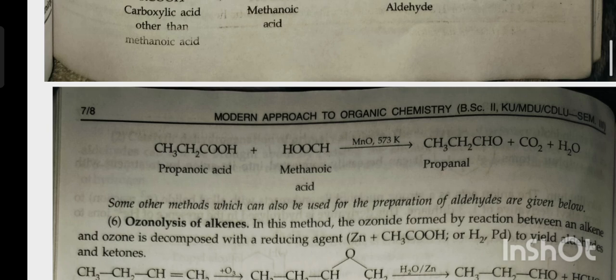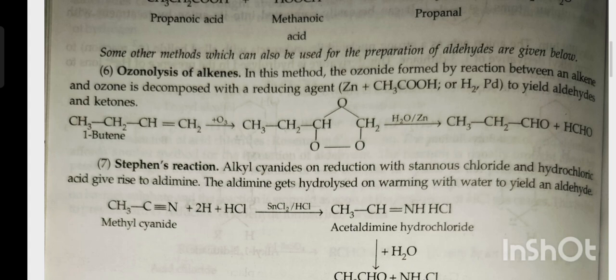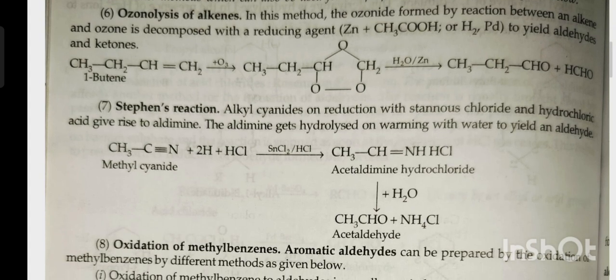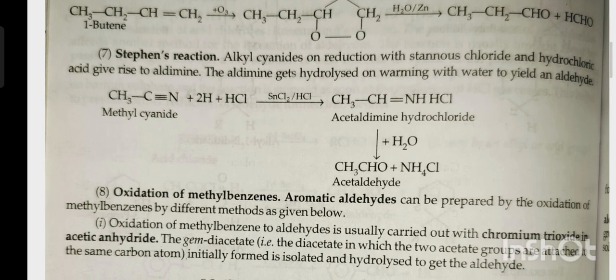Some other methods which can also be used for preparation of aldehyde are given below. Ozonolysis of alkene. In this method, the ozonide formed by reaction between an alkene and ozone is decomposed with a reducing agent to yield aldehyde and ketone. 1-butene in the presence of ozone gives a cyclic ozonide, and in the presence of water and zinc gives aldehyde. Seventh, Stephen's reaction. Alkyl cyanide on reduction with stannous chloride and hydrochloric acid gives rise to an aldimine. Aldimine gets hydrolyzed on warming with water to yield an aldehyde as shown in the reaction.